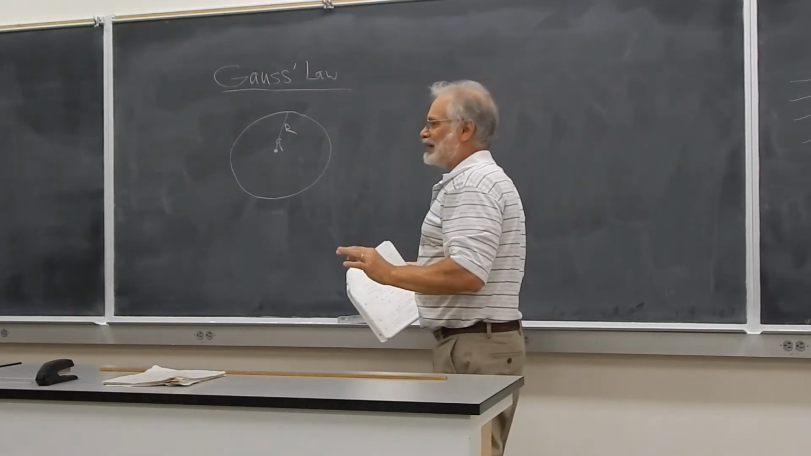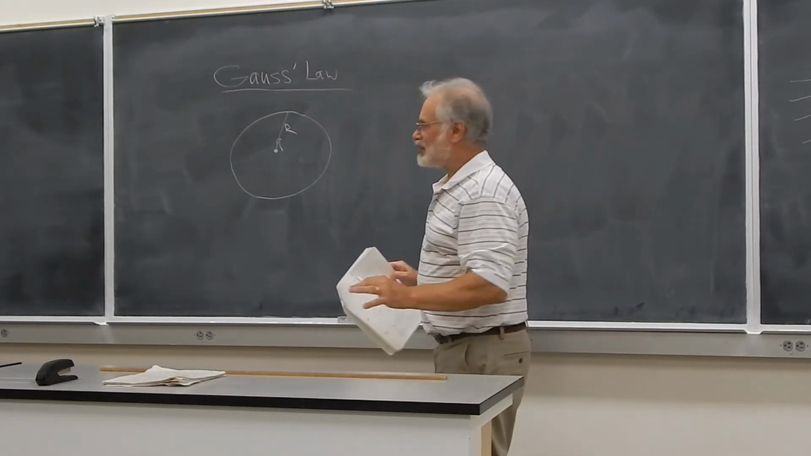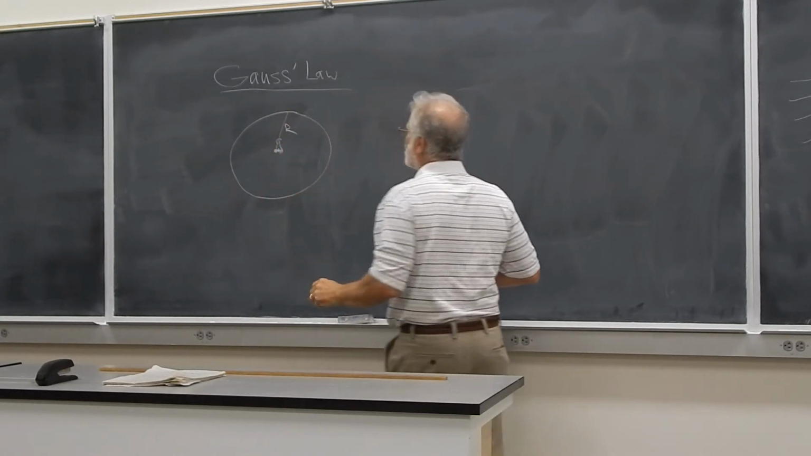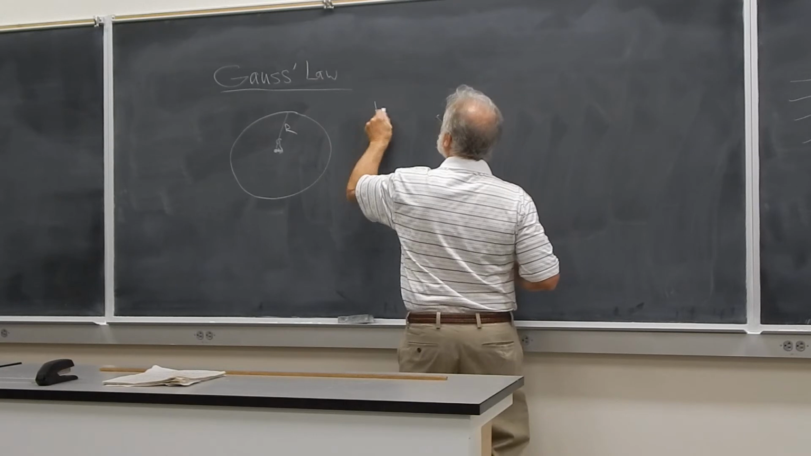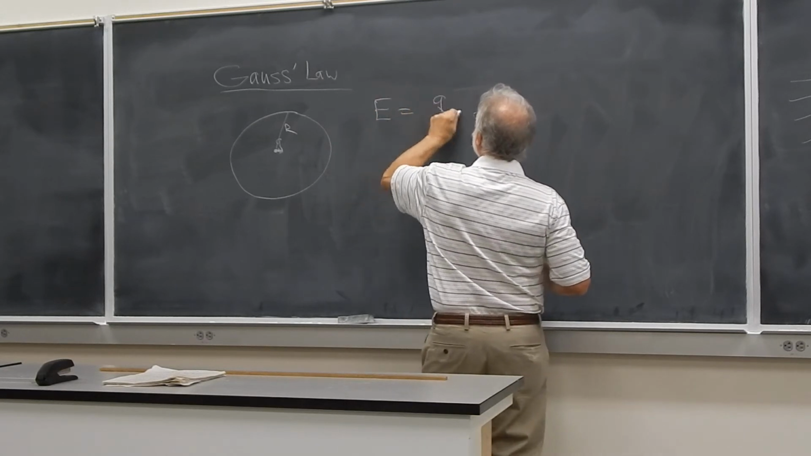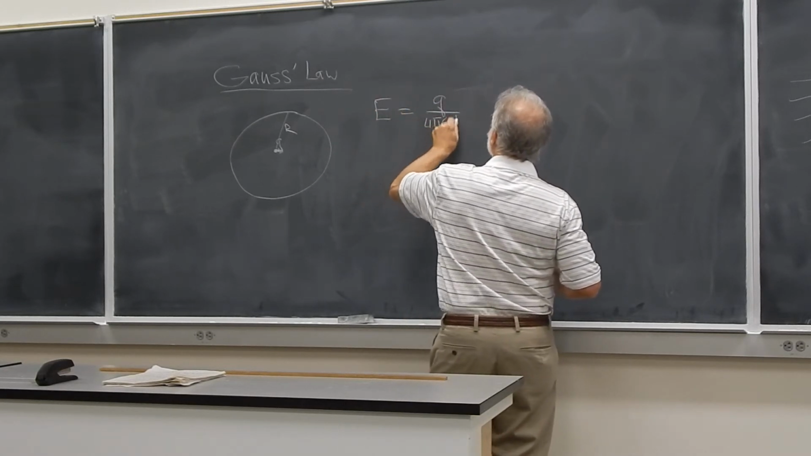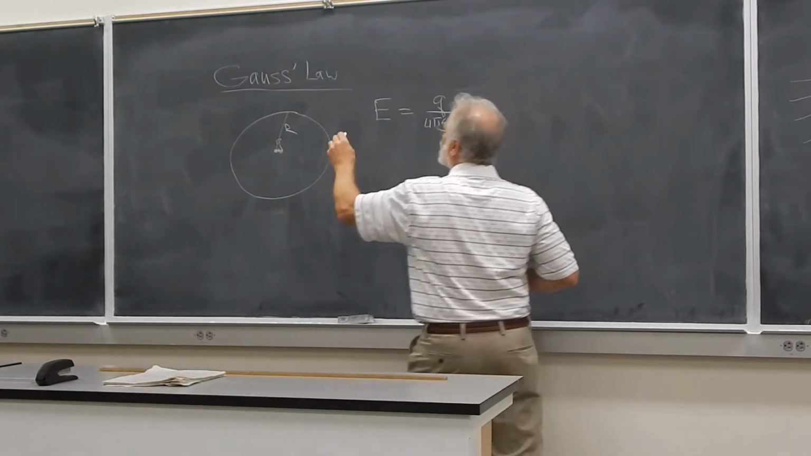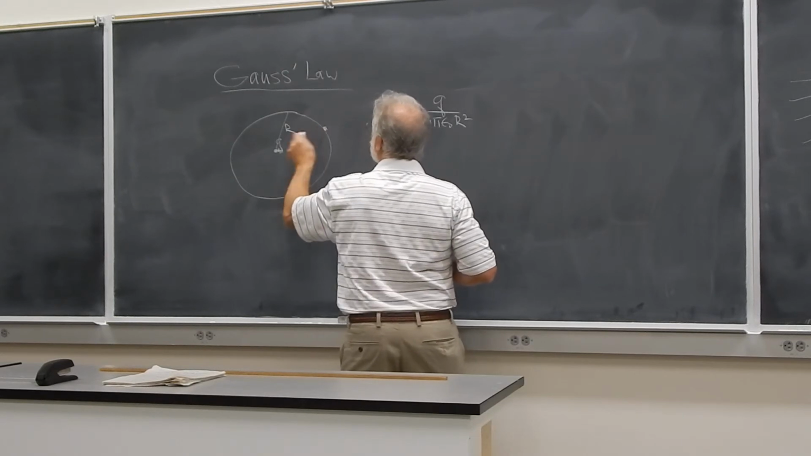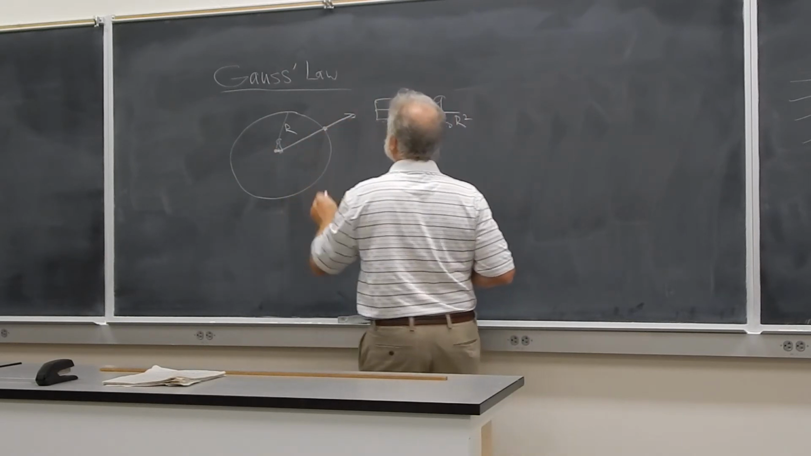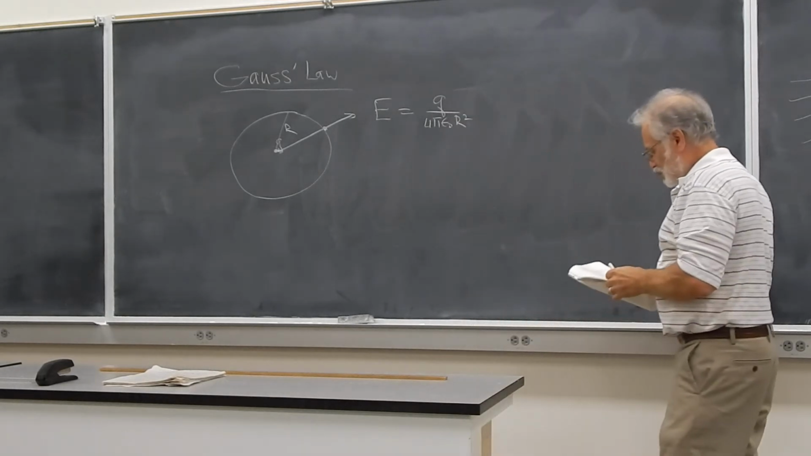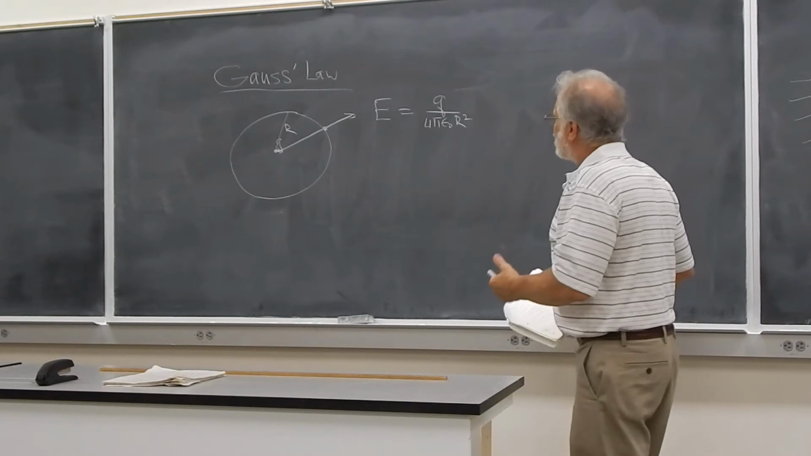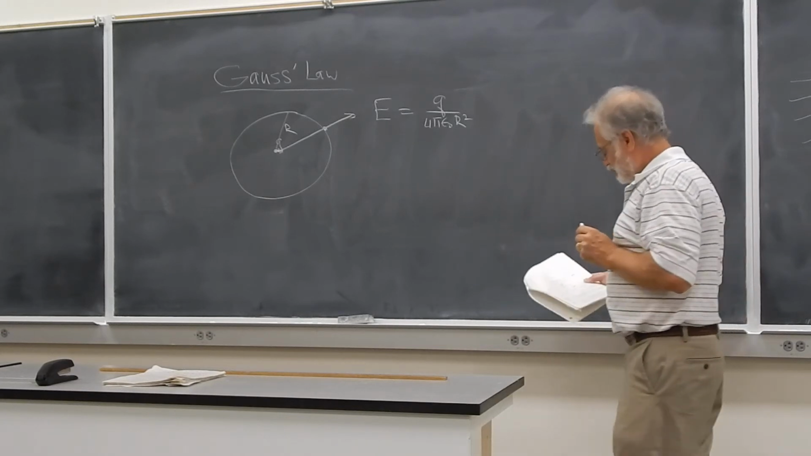Now, we know the answer already. We don't have to use Gauss's law to do this. We know from Coulomb's law that the value of the electric field at any point on that surface, E, can be written as Q over 4 pi epsilon naught R squared. And of course, the field points radially outward. So if I were looking at this point on the surface, the E field would point in that direction, and so on and so forth. So we already know the answer. But we're going to take advantage of this to develop Gauss's law.